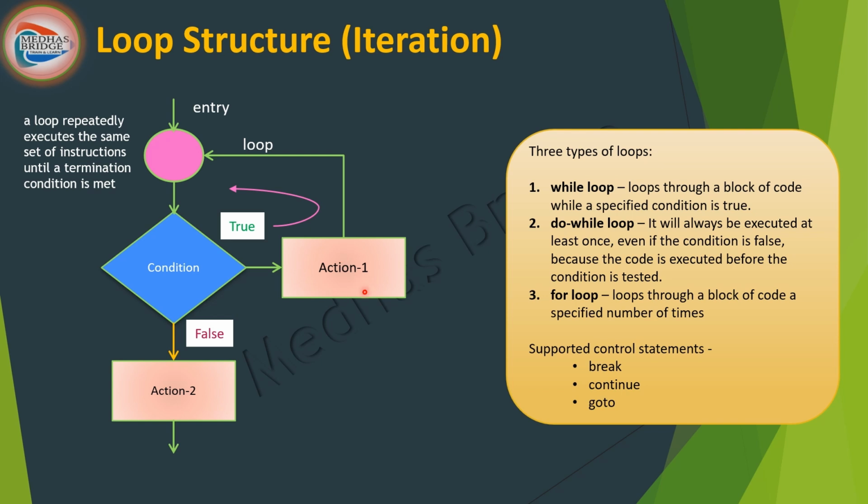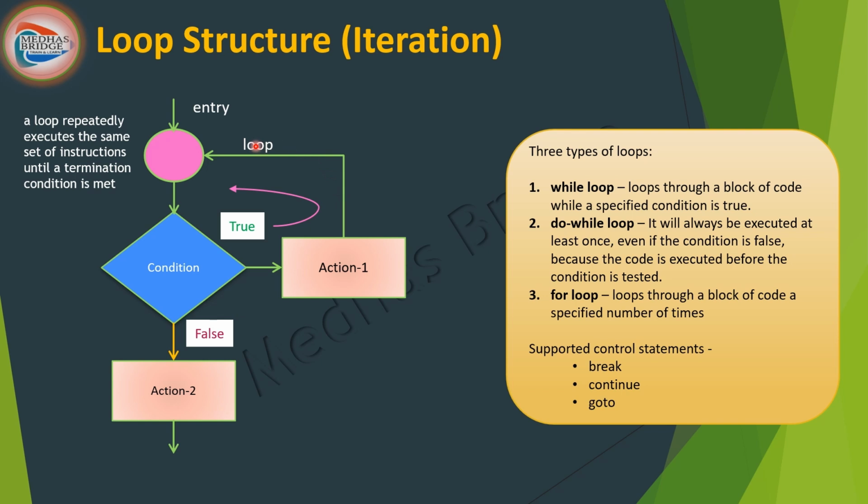This is where we have the action 1 tasks, meaning a set of instructions which fulfill the requirement of action 1, right? The action 1 block can be one statement or more than one statement, depending upon your logic. These are all executed, and then control comes back to the condition. Again it checks the condition. If the condition is true, it goes in this direction again and redoes the same set of actions that are part of action 1.